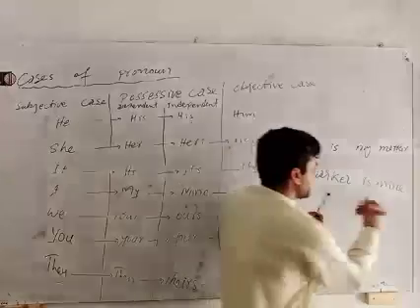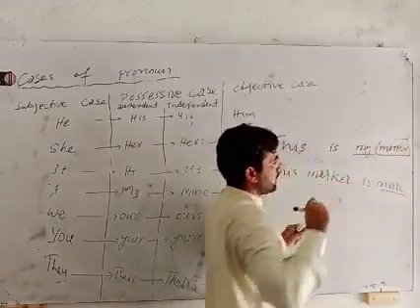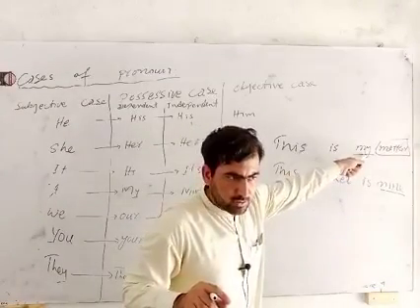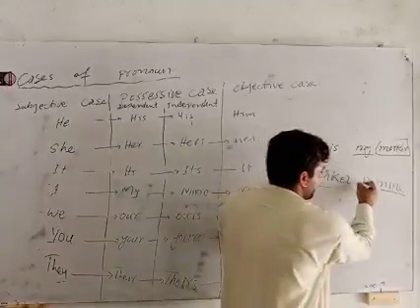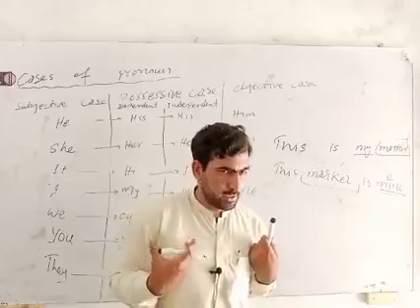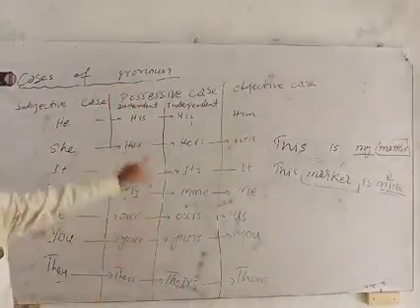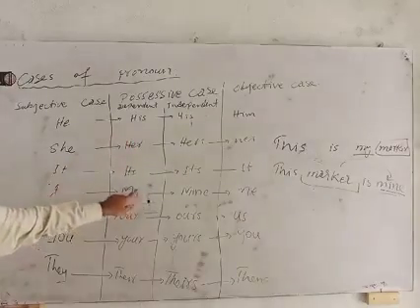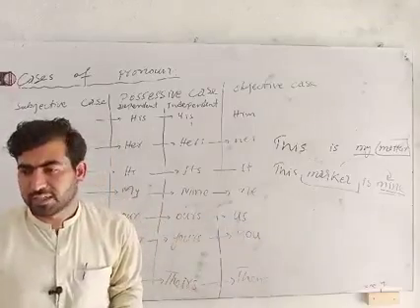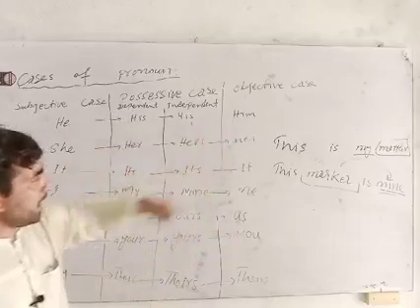This very word shows us that the marker is the possession of the person. It's my possession, it's mine. Are you getting my point? So the possessive cases show us possession. And objective case, as I told you, is a word which is affected by the action of the verb. That is called objective case.